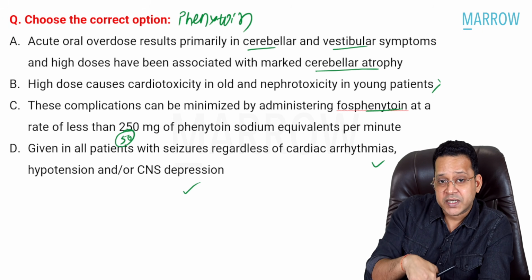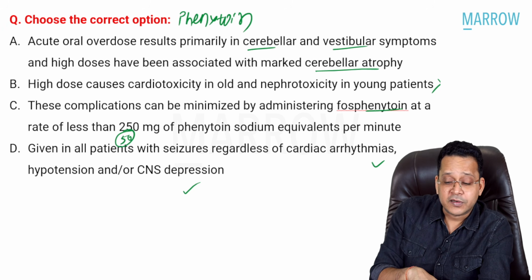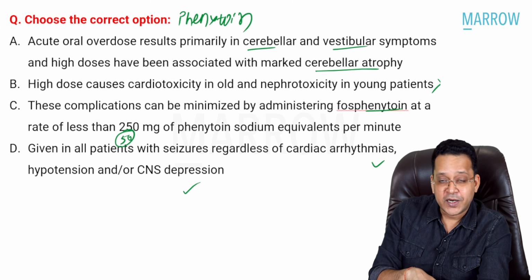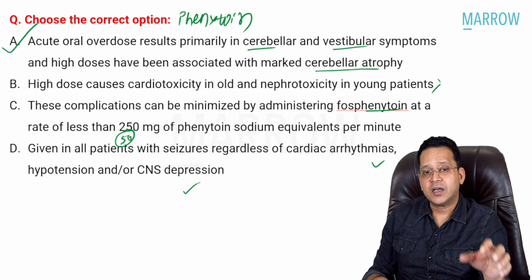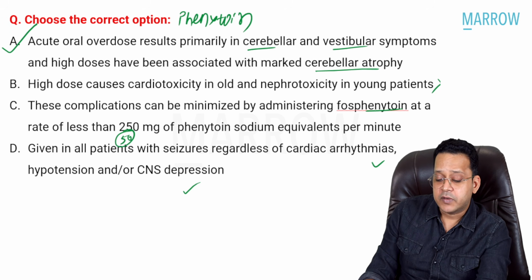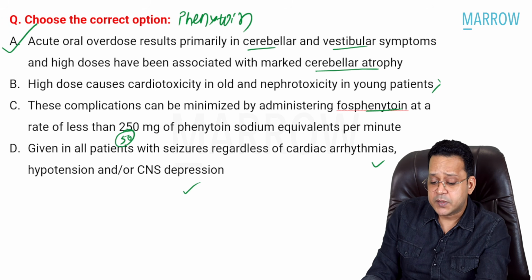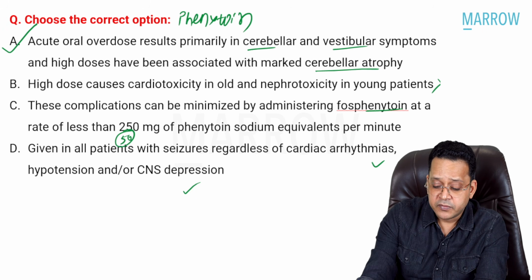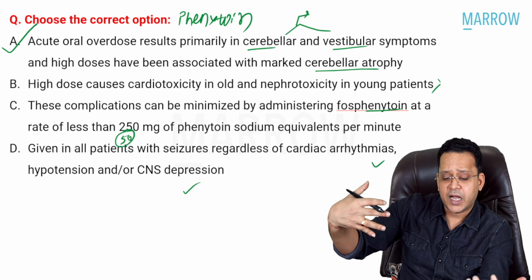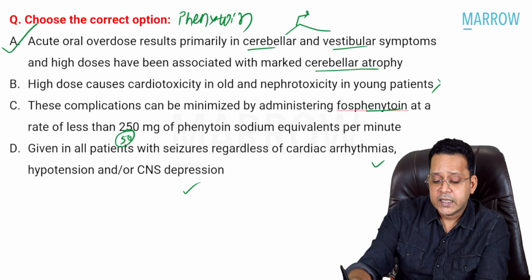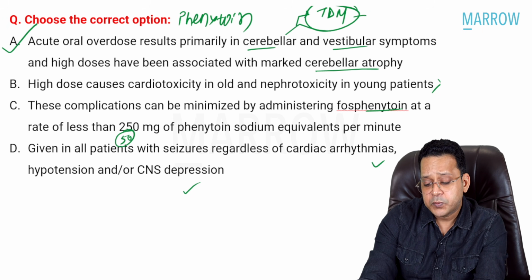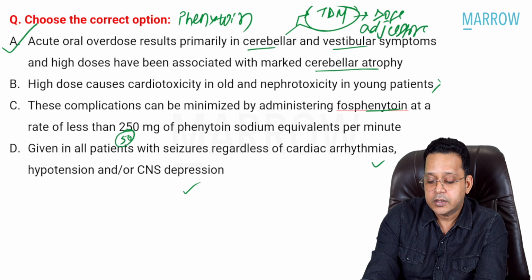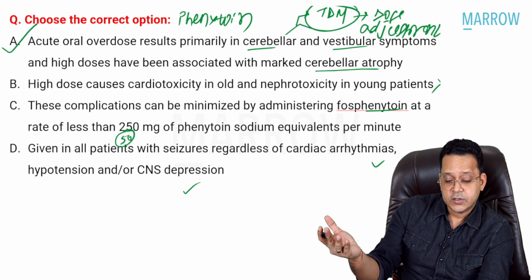Now look at option D. What it is saying, given to all patients with seizure, regardless of cardiac arrhythmia, hypotension, and or CNS depression. Again, this is wrong, right? So here, the right answer is option A. Acute oral overdose results in cerebellar vestibular symptoms, and high doses have been associated with cerebellar atrophy. So if there are cerebellar and vestibular symptoms with high doses, acute oral overdosing, then what do I do, guys? I do something called TDM or therapeutic drug monitoring, and then based upon the plasma concentration, I go for dose adjustment. That is what I do, guys, right? So it's a simple MCQ.